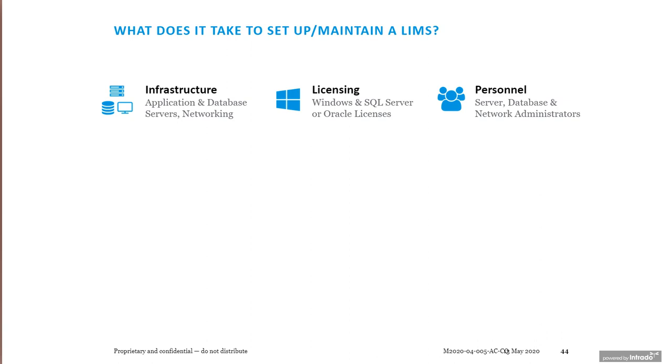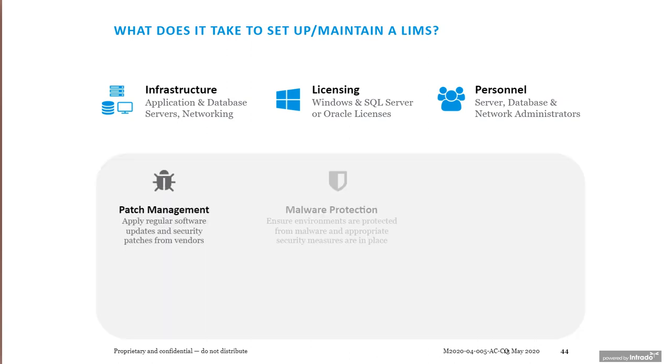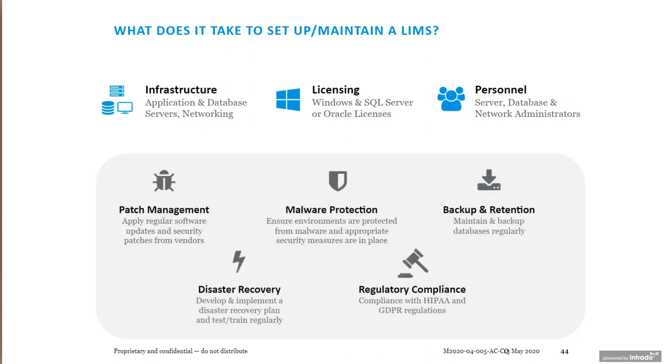And then number 3 is personnel. You would typically have individuals on staff that have expertise in server administration, database administration, and network administration to manage enterprise systems. And then on an ongoing basis, you have to have regular processes in place to manage the system.